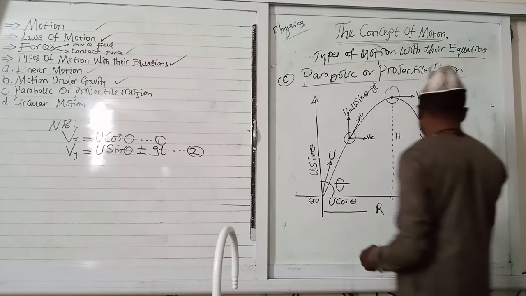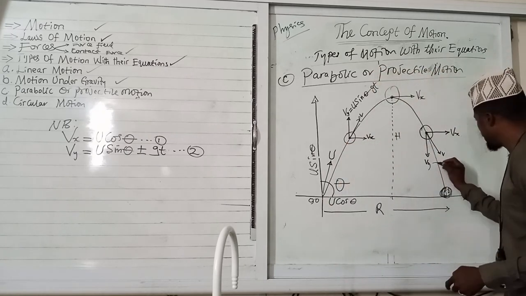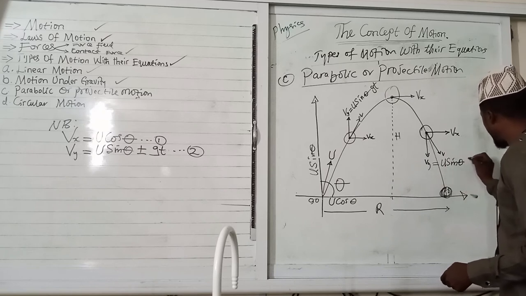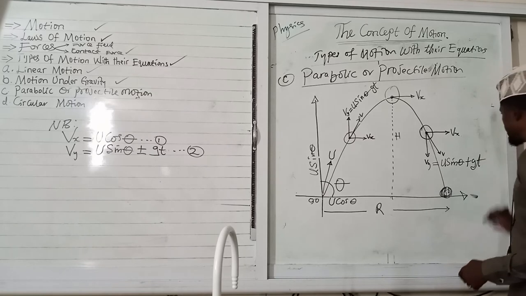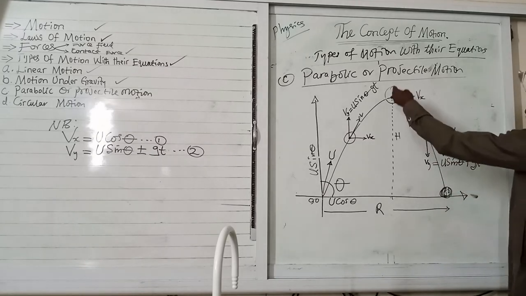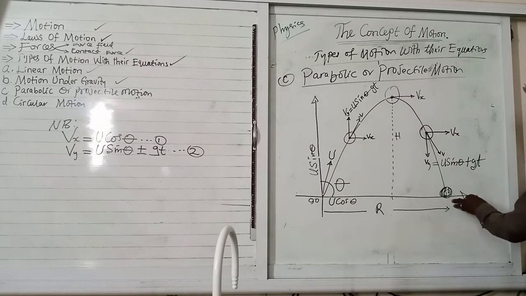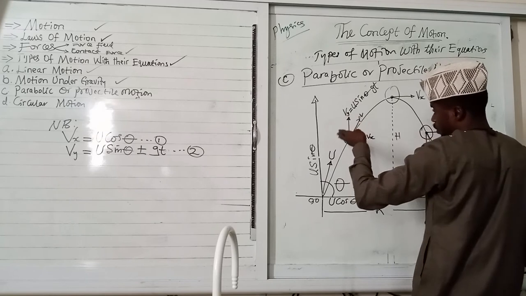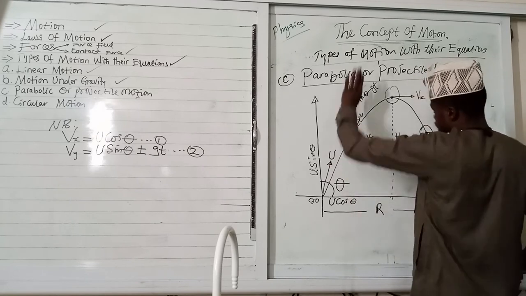Coming down, we make use of Vy is equal to u sine theta plus gt. So this is the vertical component for a projectile when it is coming down to land on the point of our projection. And this is the vertical component of a projection while going up.